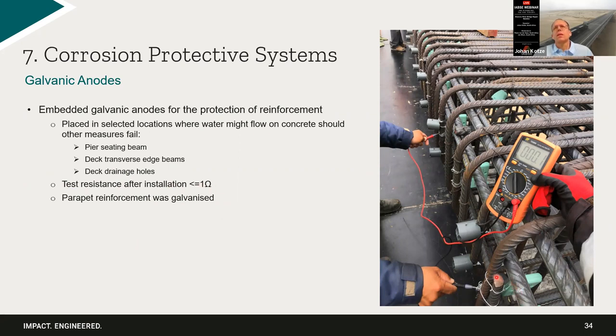And as I understand it, the biggest issue of these anodes is that if the wire is not properly connected to the anode, you have a problem. And if there's not a good current that can flow between the anodes, that's the second issue that will basically make it not work. In the parapets, we add in the reinforcement galvanizing.